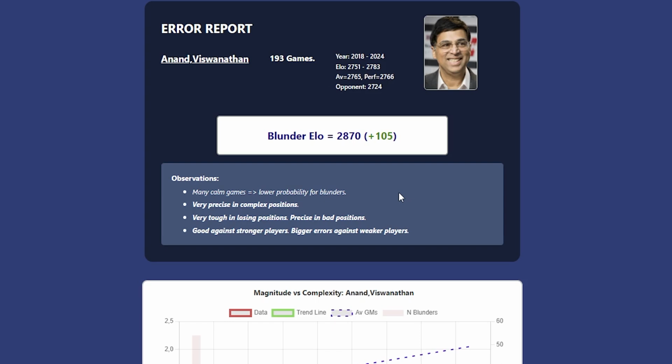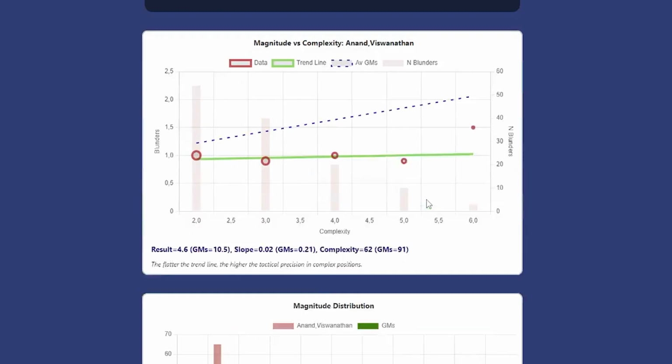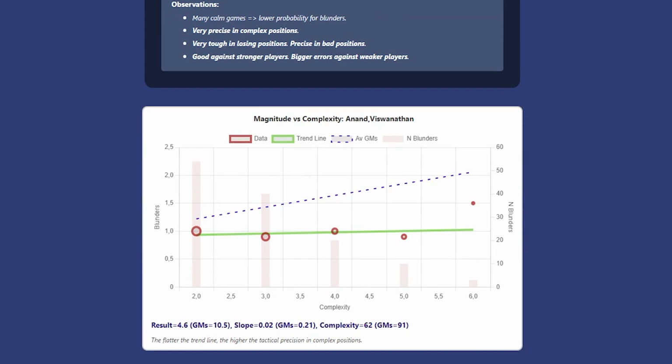Okay, so for Vishy we have a blunder ELO of 2870, around 100 ELO points higher than his average ELO in this period of time we looked at. The reason being, I think, mainly two things. First of all, he really is a very good calculator, always was in his whole career. And secondly, there are many quiet games, which the first observation here already also states. And quiet games have a lower probability for blunders. If you look at games of aggressive and complicated players, their blunder ELO sometimes is lower than their real ELO. Okay, the graph you have already seen for an average grandmaster sample.